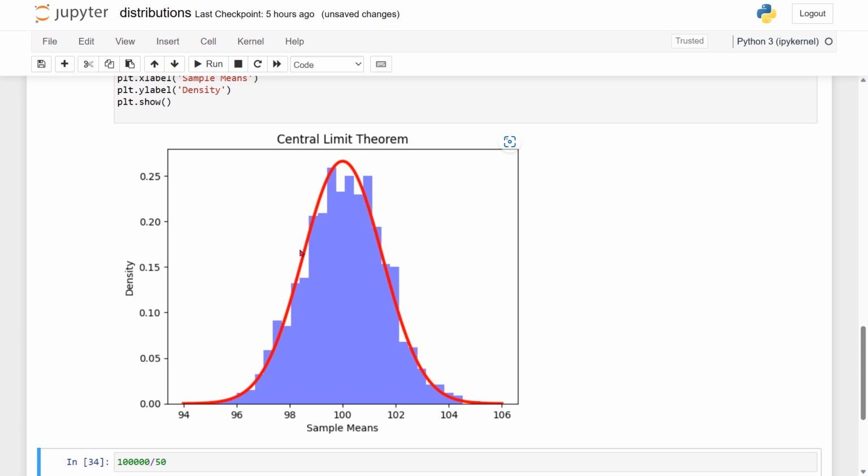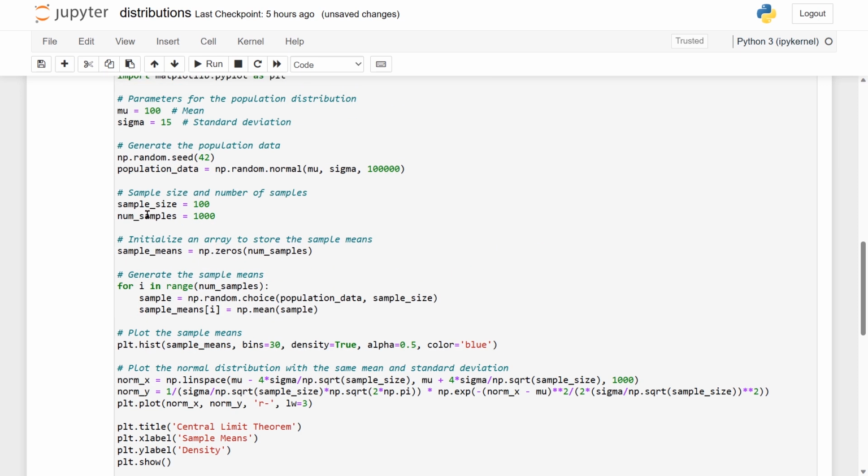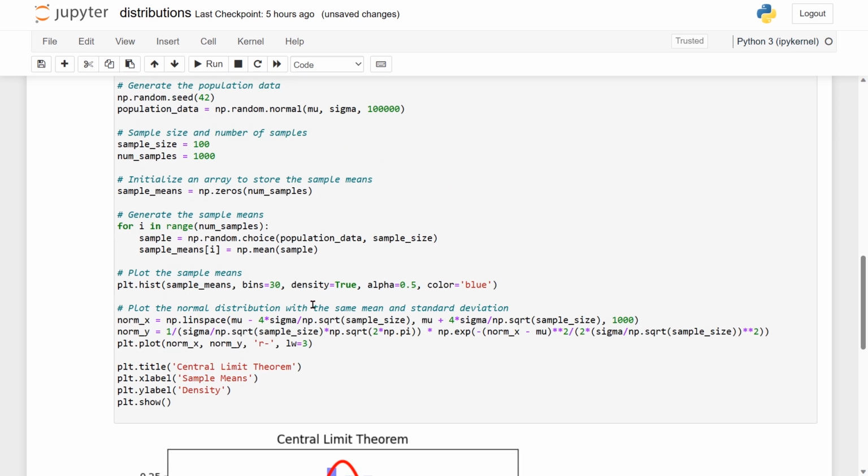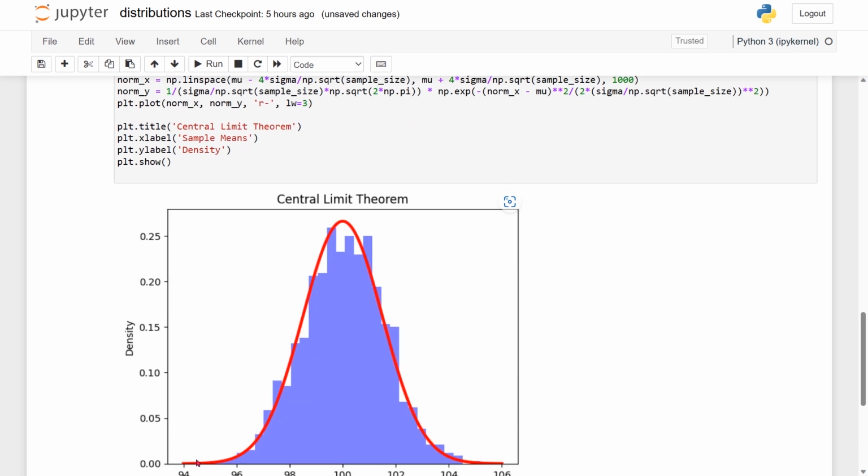Here it's fitting well. So from 1 to 100, the sample size has been increased, and it slowly took up the shape of the normal curve. This is what we call the central limit theorem.